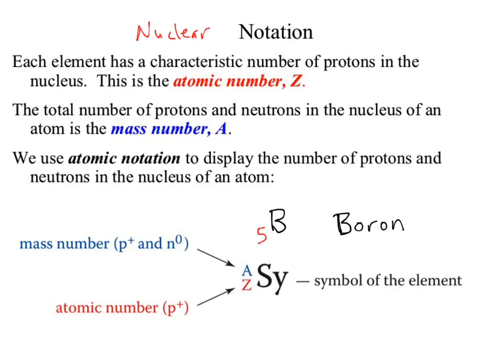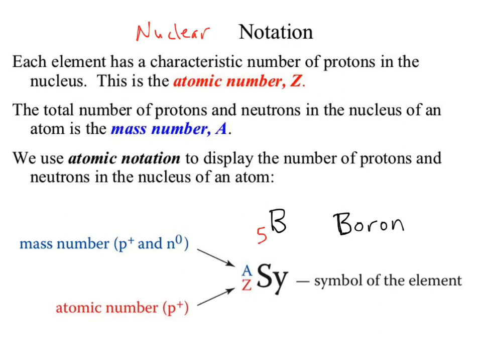Last piece of information, mass number. 10.81. What is the mass number? Protons plus neutrons. Can I have a fractional proton? No. Can I have a fractional neutron? No. Whole numbers. I can only have a whole number of protons and neutrons. Okay. If you're telling me the number I should write there is 10.81, what's the problem? It's not a whole number.